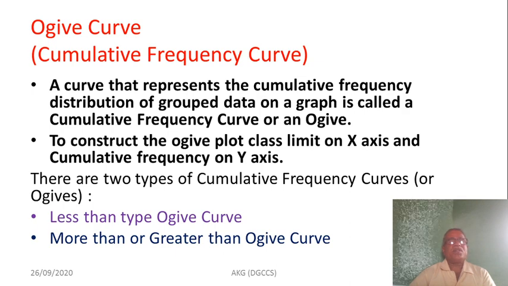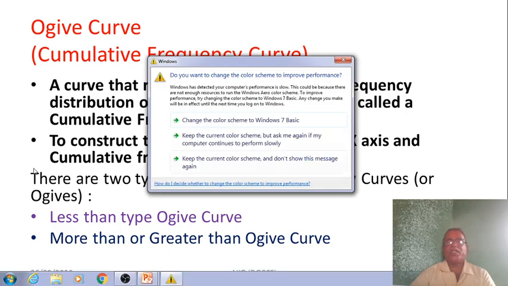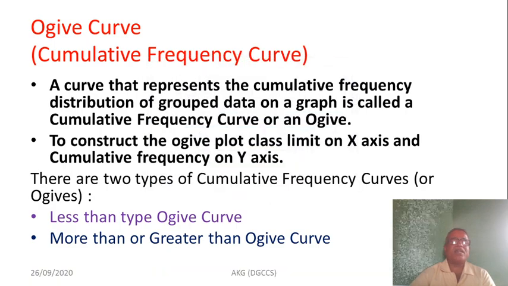The next curve is the ogive curve. This is again important because ogive curves are plotted corresponding to the cumulative frequency. Instead of the frequency, we here take the cumulative frequencies. So the cumulative frequency curve is called an ogive curve. A curve that represents the cumulative frequency distribution of grouped data on a graph is called a cumulative frequency curve or an ogive curve.